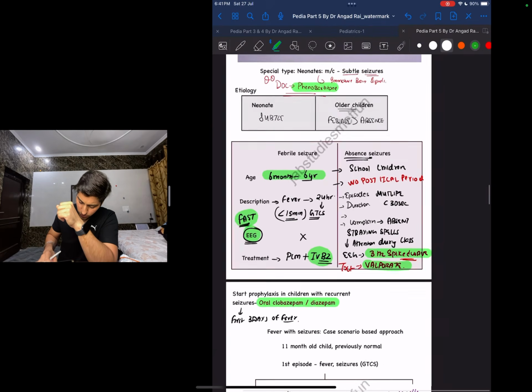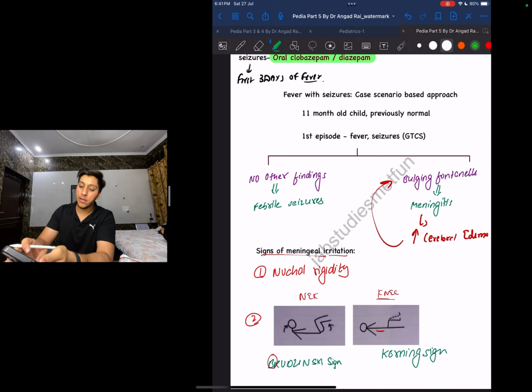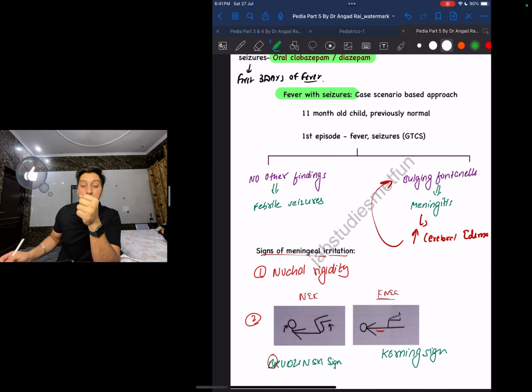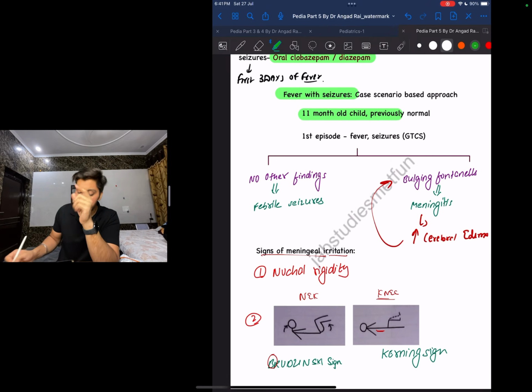Okay. Now in a similar condition, the question comes where a patient comes with fever and seizures. We just talked about febrile seizure. But in an 11-month-old child who was previously normal, with the first episode of fever and seizures, which was GTCS, if there was no other complaint, guys, then you will treat it as febrile seizure.